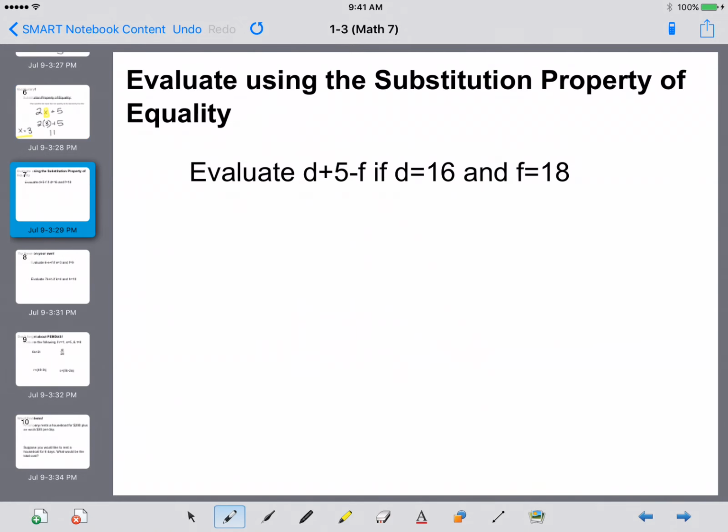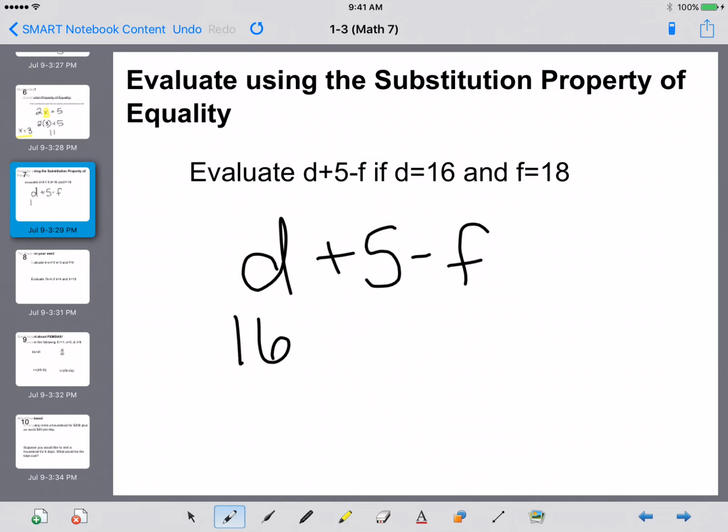So we want to evaluate using the substitution property of equality. We want to evaluate d plus 5 minus f if D equals 16 and F equals 18. So with the substitution property, I can go in and replace that D with 16 and F with 18. So 16 plus 5 is 21, minus 18 is 3.